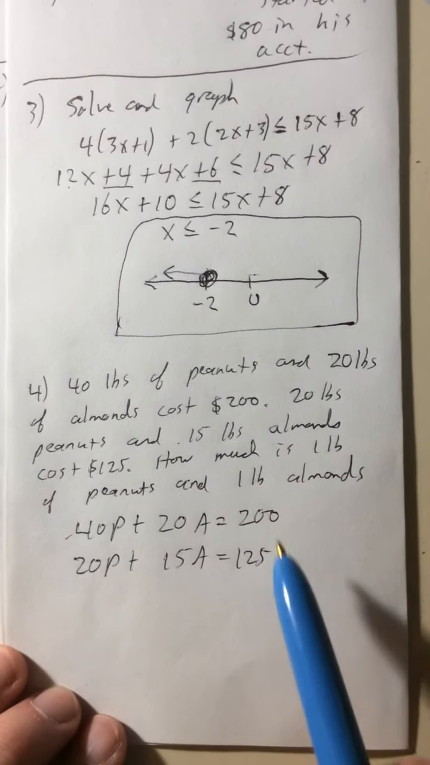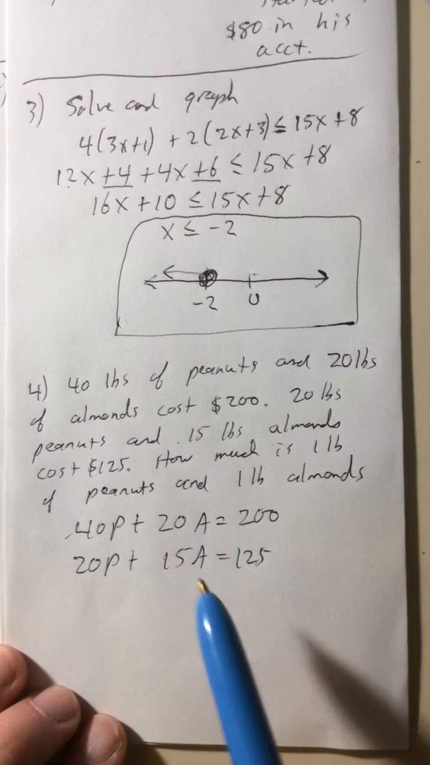All right, so in order to solve this, we need to eliminate one of these variables, because we can't solve for two variables at the same time.